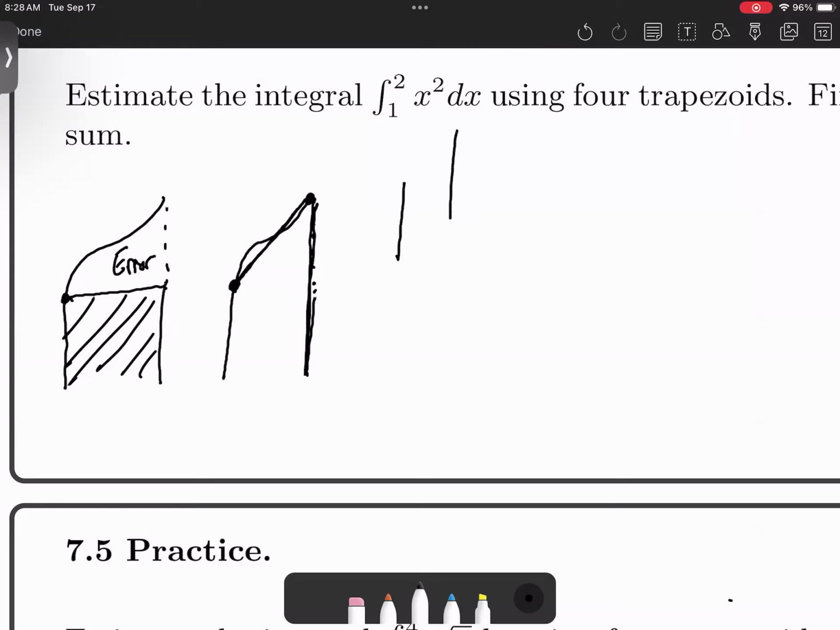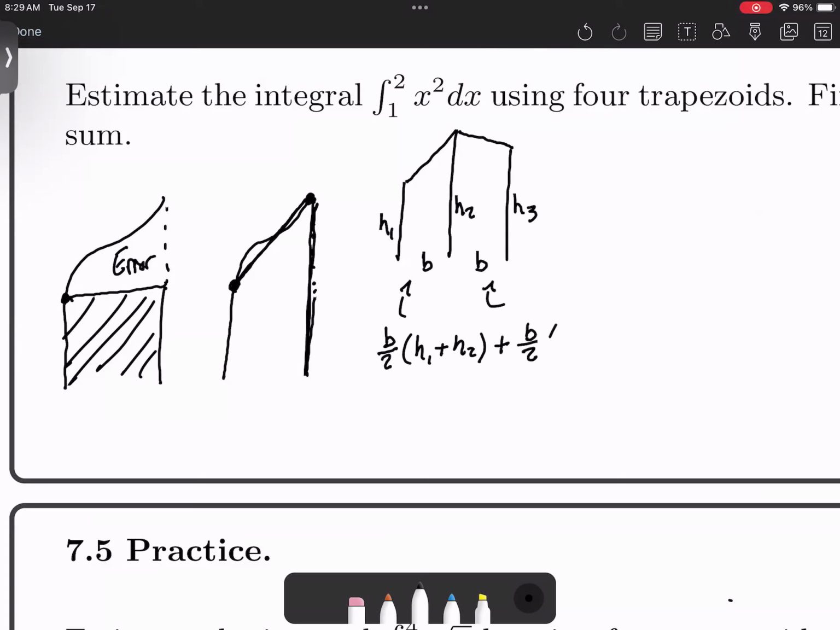If I have one trapezoid that looks like this, and another trapezoid that looks like this, and let's say they both have the same base, b. And let's call this height 1, this height 2, and this height 3. So the area of the first trapezoid will be base divided by 2 times h1 plus h2. It's really the same thing as area is equal to base times height, but here you have two heights that you have to average first. So h1 plus h2 divided by 2. This trapezoid has an area equal to base divided by 2, h2 plus h3.